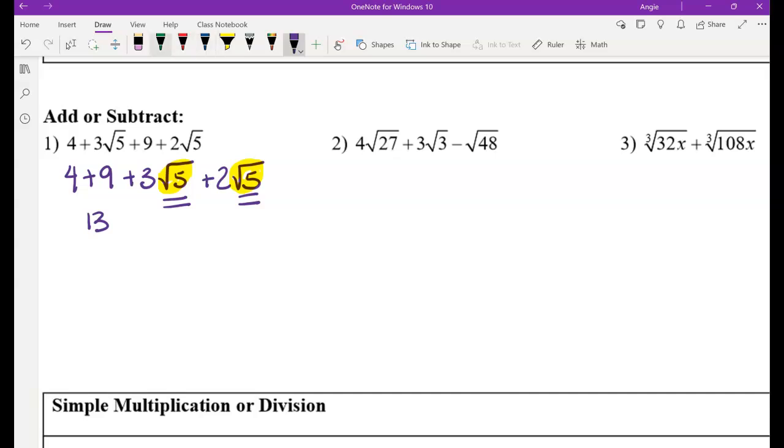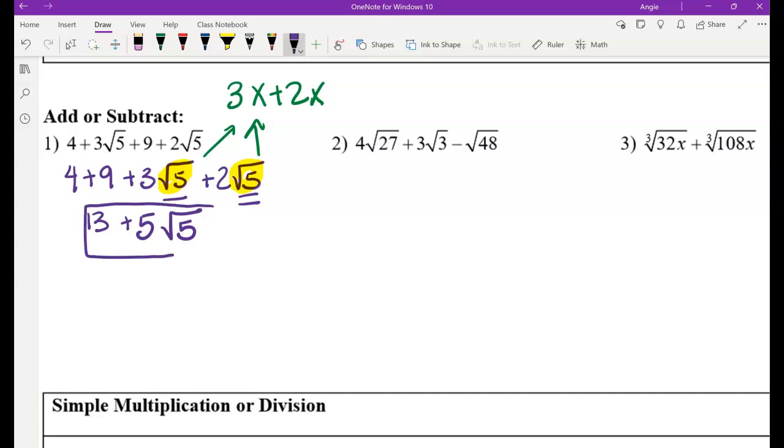So pretend you're adding. This is kind of like adding 3x plus 2x. Well, that's going to give you 5x. In this case, it's going to give us 5, but not x. It would be 5 square root of 5. No, we don't do 5 and then square root of 25. We do not add the radicands. So that's how we combine like terms.